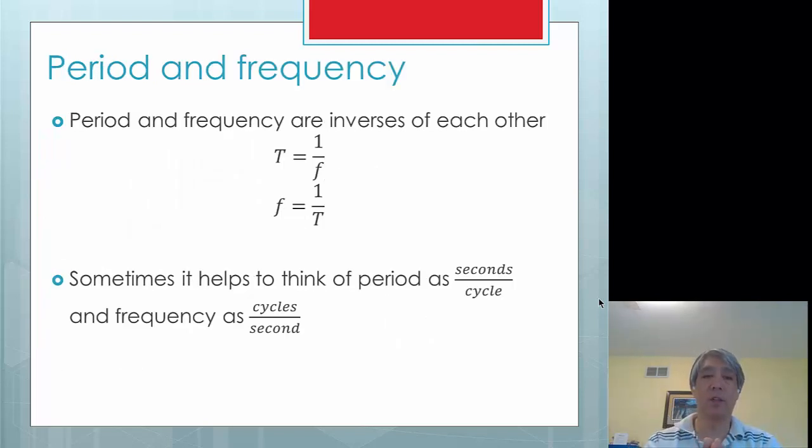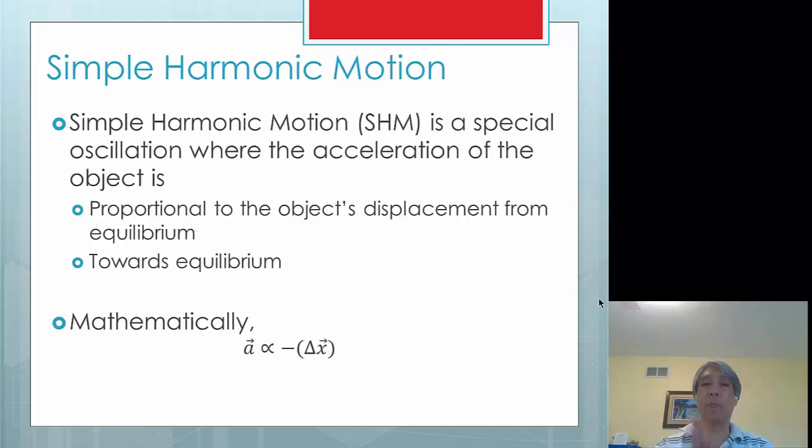Just to reiterate, period and frequency are inverses of each other. I find it helpful to sometimes think of period as the number of seconds it takes per cycle, one complete back and forth motion. And then frequency becomes cycles per second. However, cycle is not part of the unit. It just helps me to think of it, and if I'm doing dimensional analysis, it helps to cancel out certain aspects of the units.